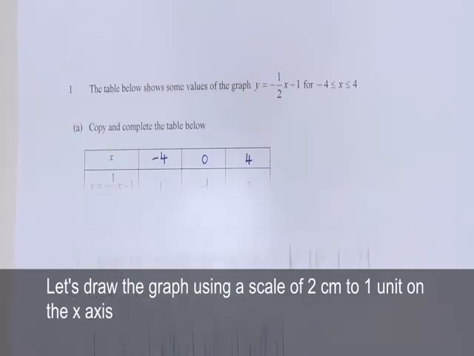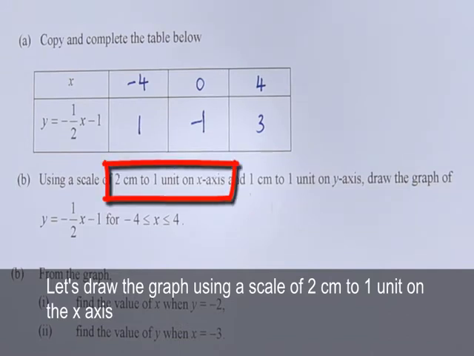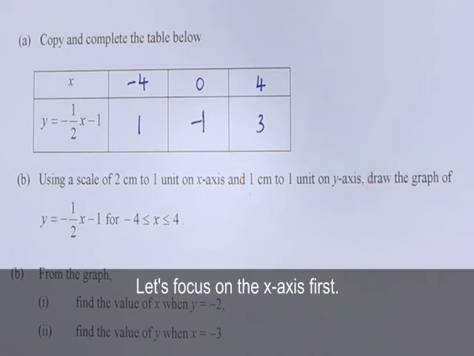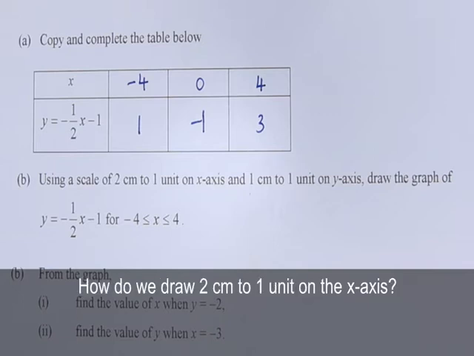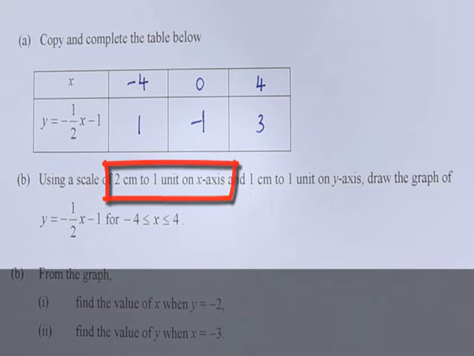Now let's draw the graph of y equals minus half x minus 1 using the scale of 2 cm to 1 unit on the x-axis and 1 cm to 1 unit on the y-axis. Let's focus on the x-axis first. 2 cm to 1 unit. How do we draw it?